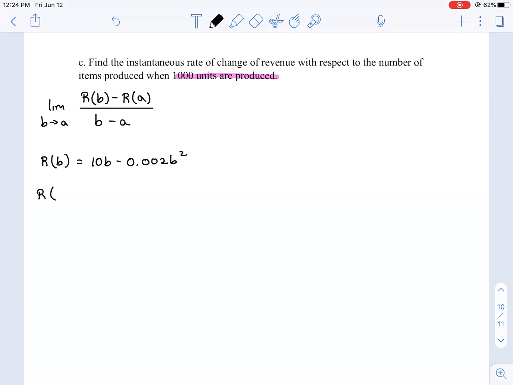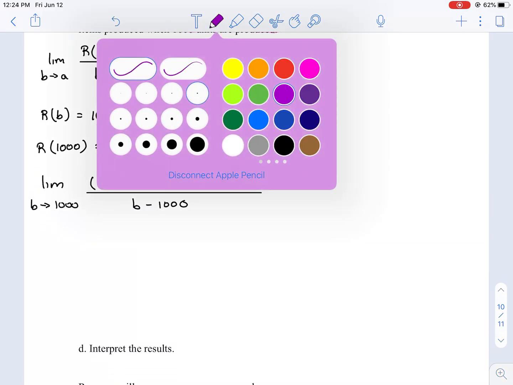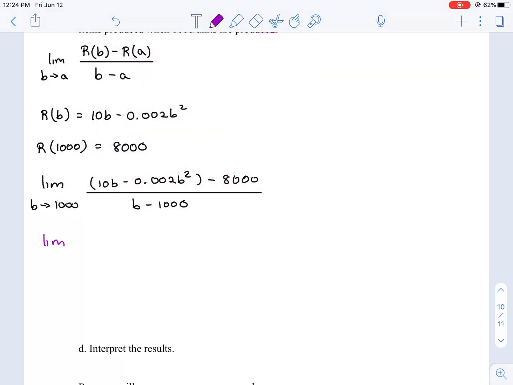And from part A, R(1,000) is 8,000. So we want the limit as b approaches 1,000 of (10b - 0.002b² - 8,000) divided by (b - 1,000). Now I'm going to write the numerator in descending order.